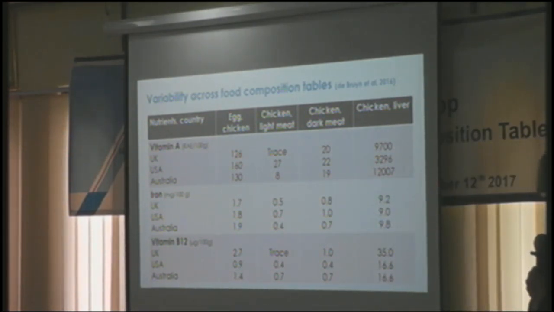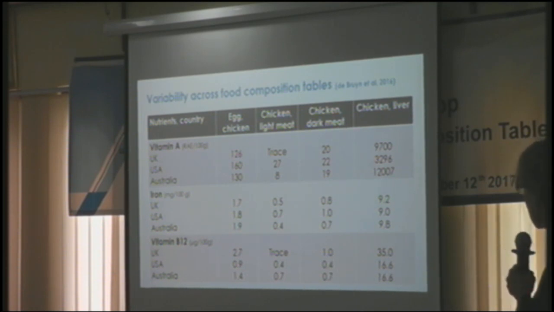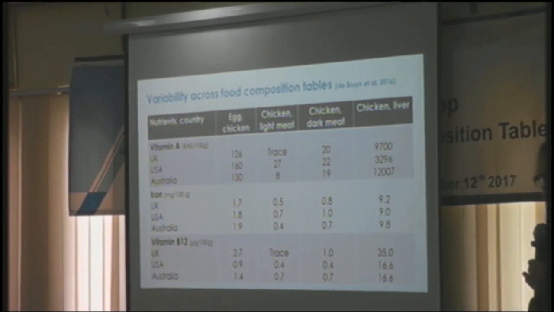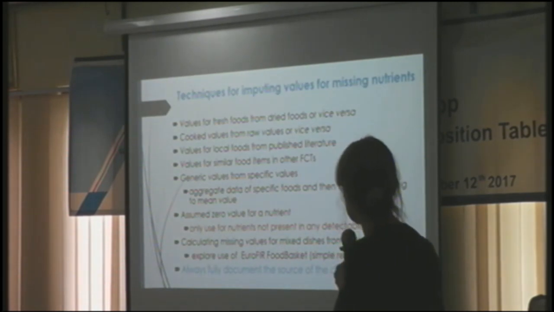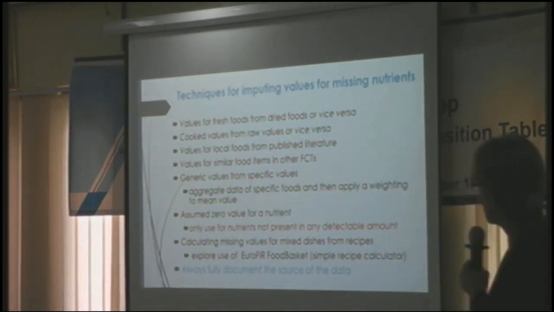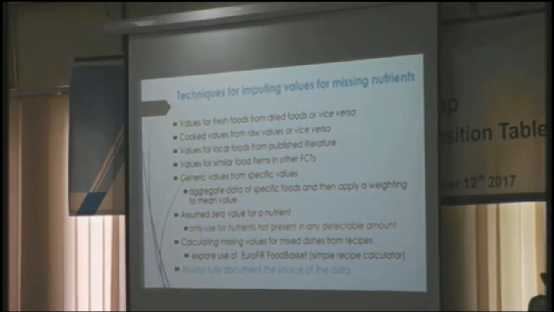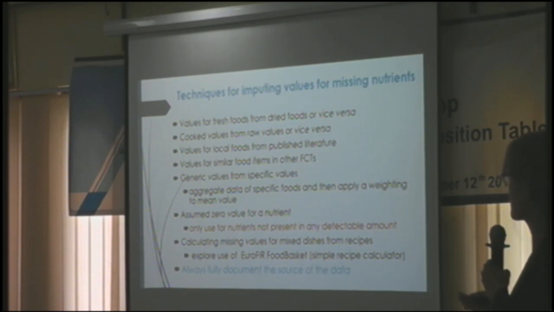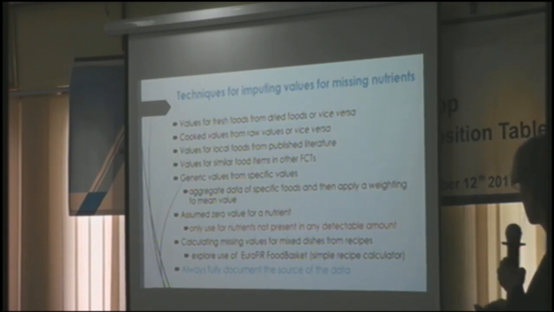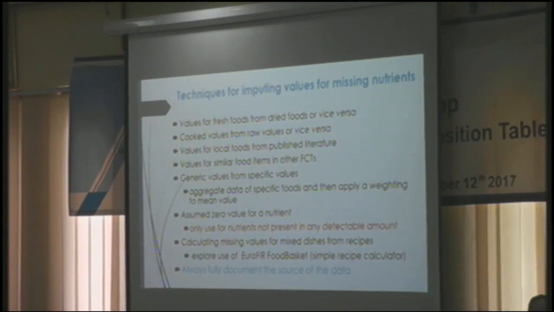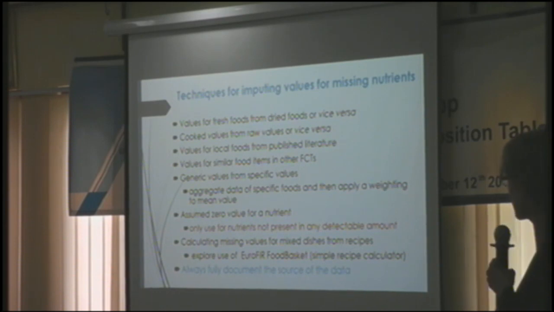So what this slide is really just highlighting to you is that there can be vast differences across food composition tables in very similar foods, and so those are some of the decisions that have to be made when you're putting the composition table together. So you might look for values, and when you're doing this imputing, you might be looking from fresh foods to dry foods, so you're going to have to account for any losses with drying. Cooked values to raw values, again, retention factors on cooking losses or cooking gains.